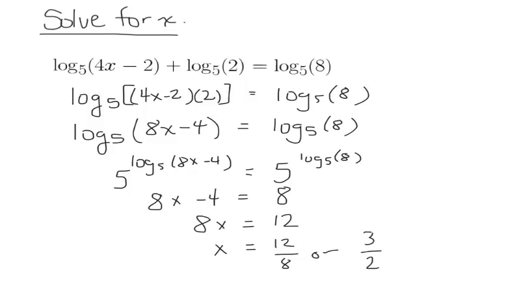Recall that for logarithmic functions, the inside of that function has to be a positive number. So I need to take this 3 over 2 and substitute it back in up here to ensure that this log base 5 has an argument that's going to be positive. If we make that substitution, we're going to get 4 times 3 over 2, that's 6. 6 minus 2 gives us 4. So yes, this expression here is going to be defined. So we can accept this value of 3 over 2 as a valid solution to our original equation.